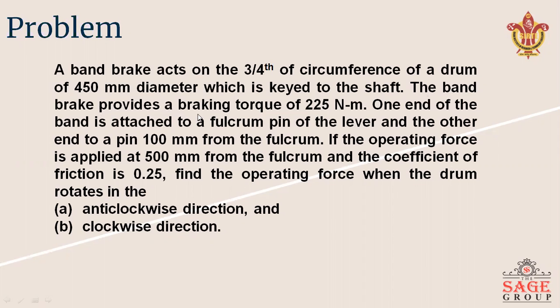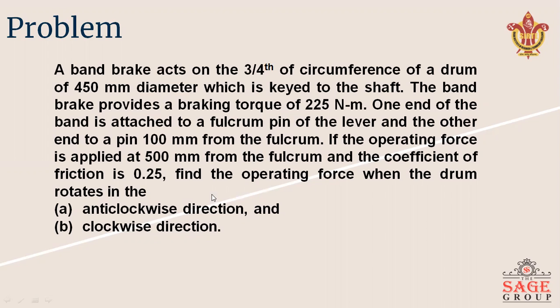The band brake provides a braking torque TB equal to 225 Newton meter. One end of the band is attached to the fulcrum pin of the lever and the other end to a pin 100 from the fulcrum. That means OB is equal to 100. If the operating force is applied at 500 from the lever, that means L is equal to 500, and the coefficient of friction is 0.25. Mu is equal to 0.25.